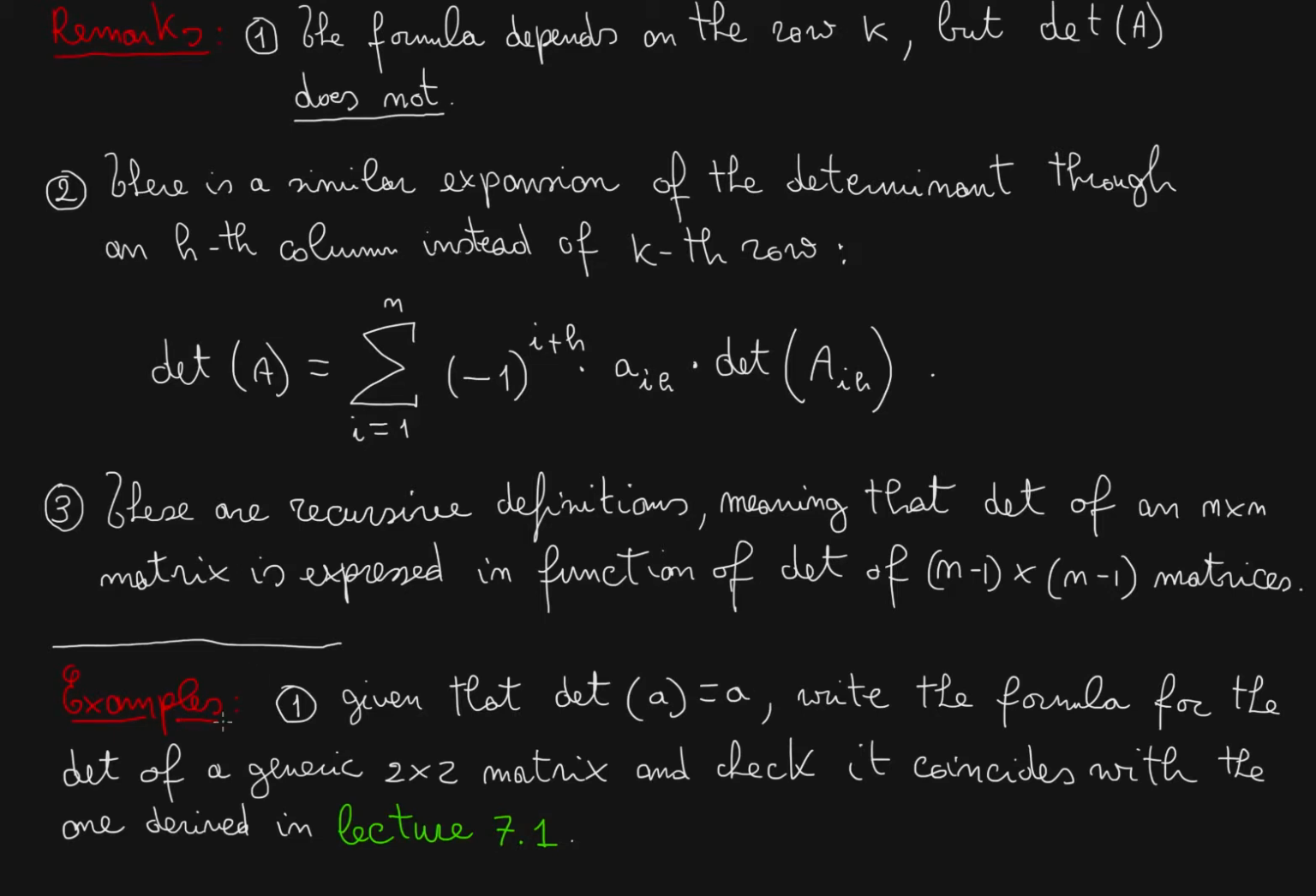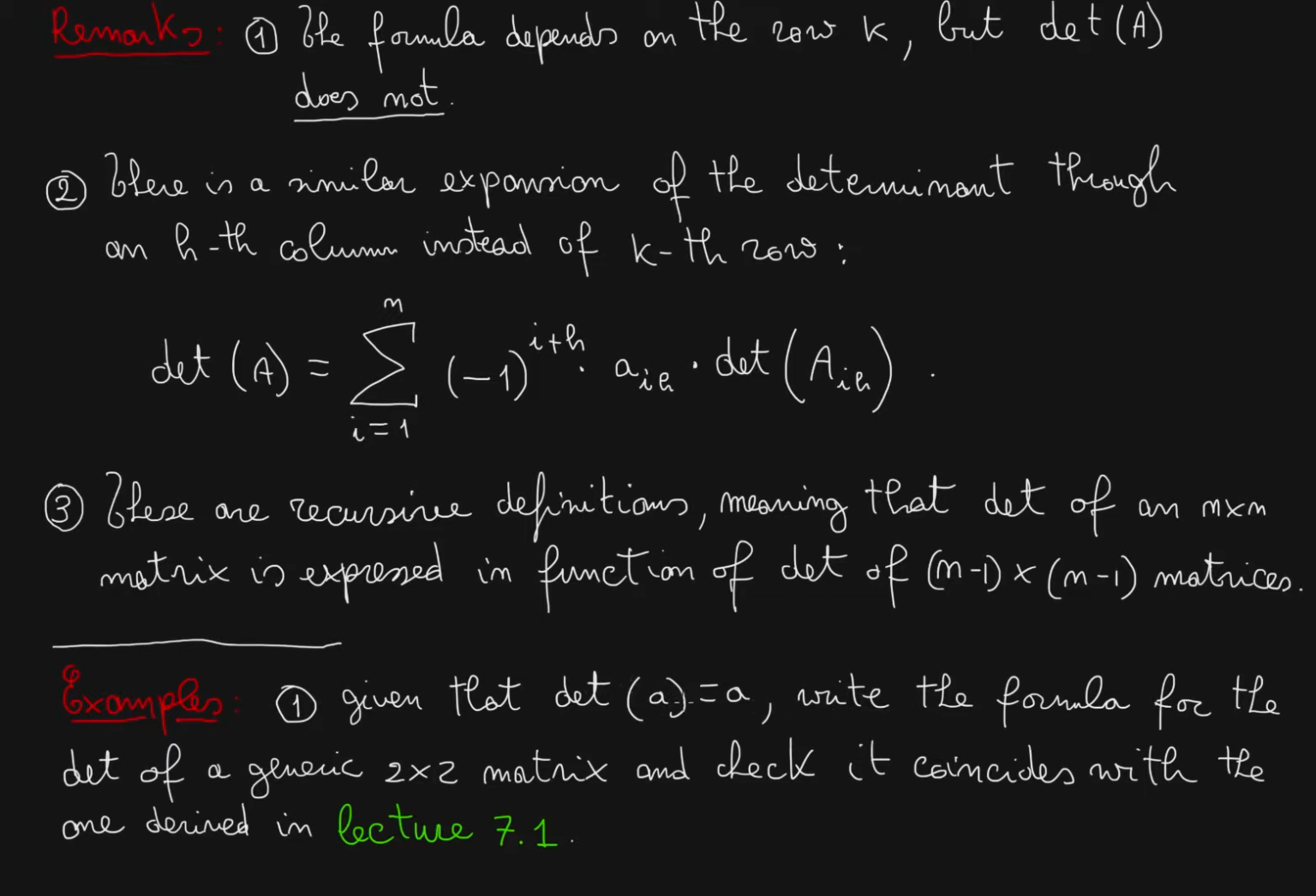Let's pick an example. Example 1: the determinant of A equals A, so the determinant of a 1 by 1 matrix is the matrix itself, which in this case is just a scalar. Remember that the determinant is a function that goes from the set of n by n matrices to the real numbers. So in this case, n equals 1, so a matrix is just a scalar, and we can prove that a multilinear function which is alternating and for which the value on the identity matrix is 1, in this case is just the identity.